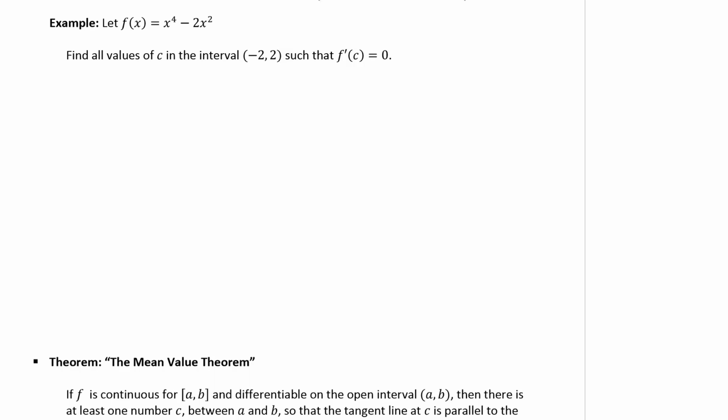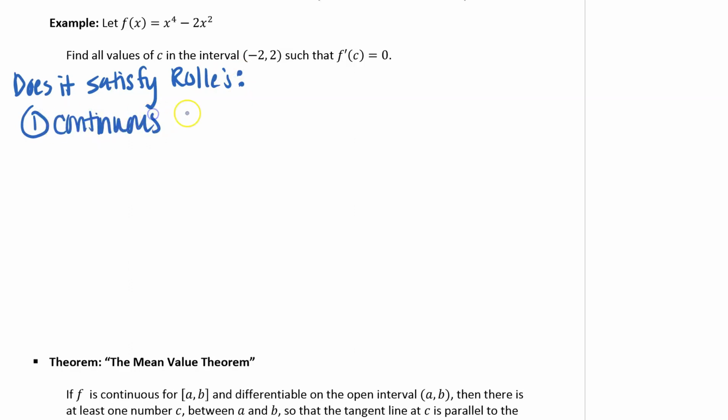So first we need to figure out, does this satisfy Rolle's theorem? Because the other problem we were looking at had x-intercepts, and x-intercepts are on the x-axis, so we know that they're horizontally aligned. So let's look at this one and see, does it satisfy Rolle's? So part 1, is this function continuous on the closed interval from -2 to 2?